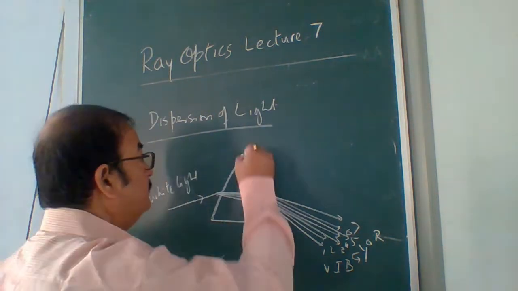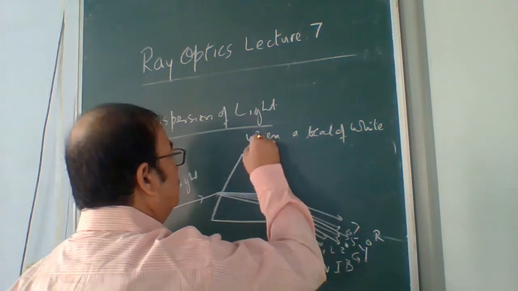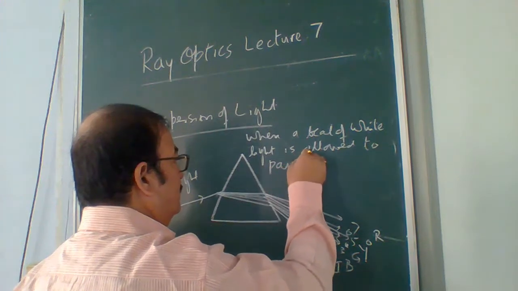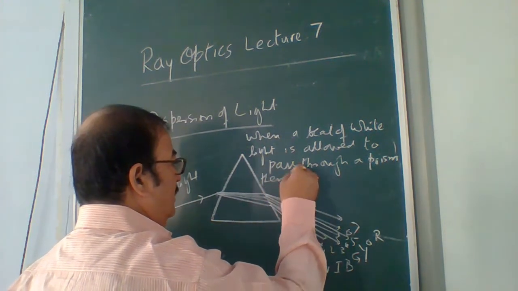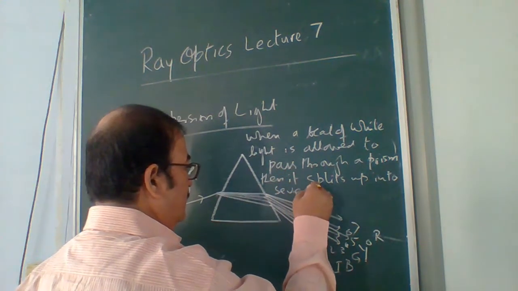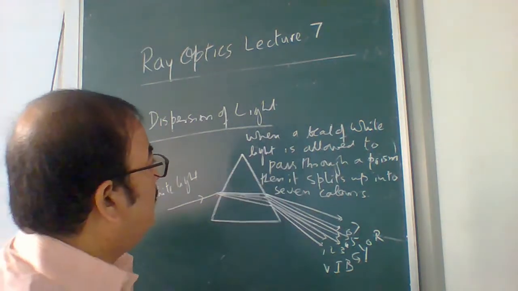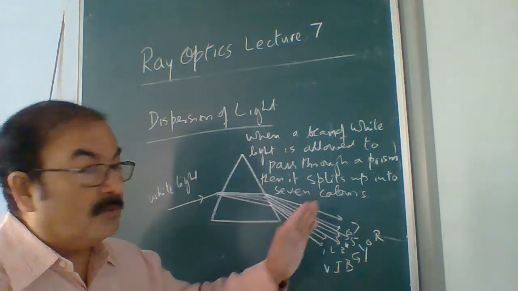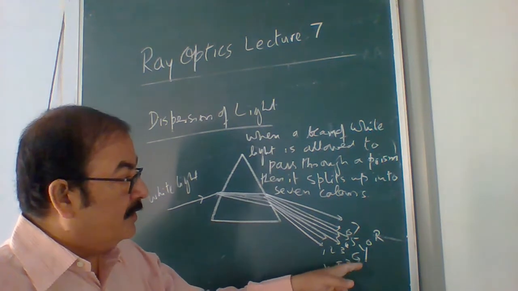I am again repeating, when a beam of white light is allowed to pass through a prism, then it splits up into 7 constituent colors, and these are the violet, indigo, blue, green, yellow, orange, red.